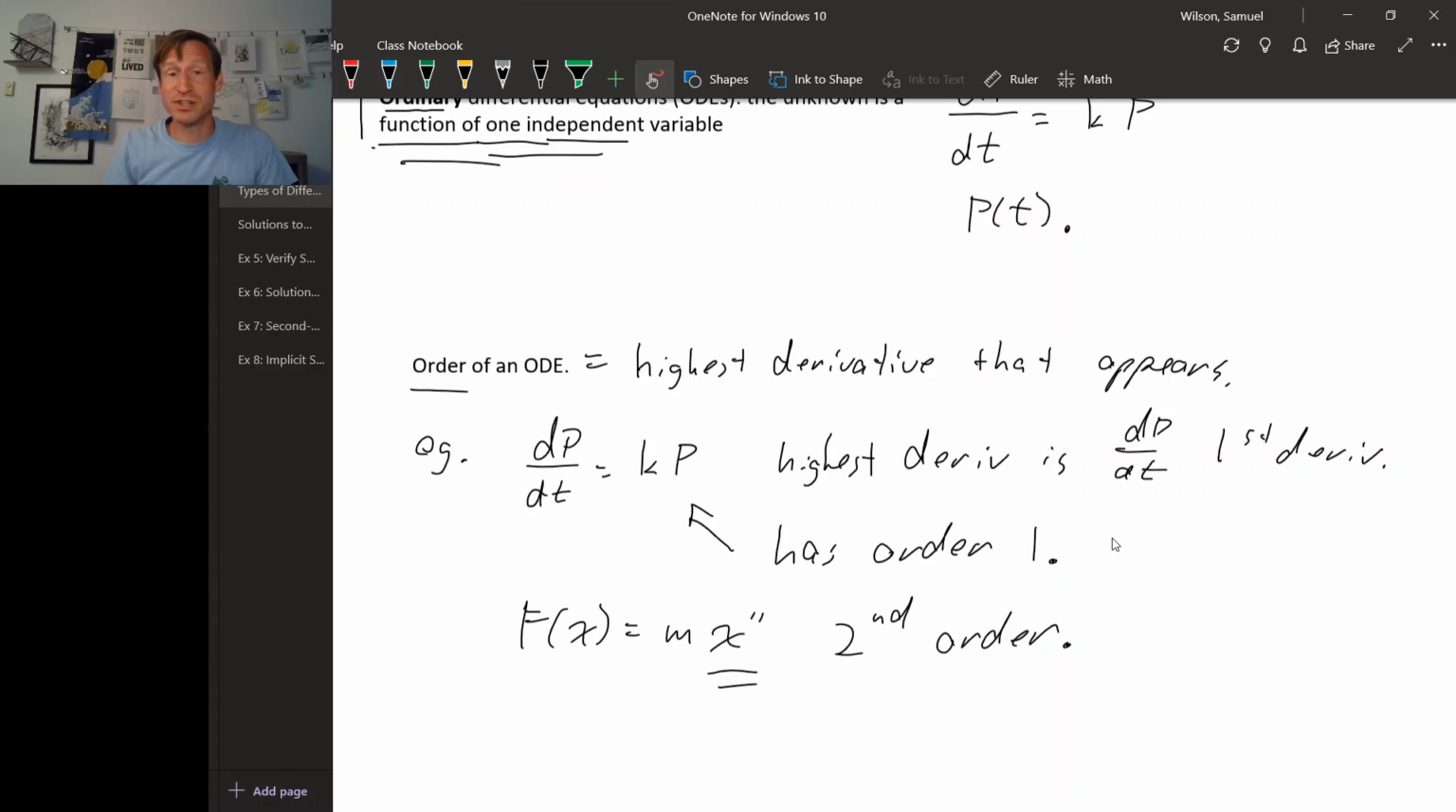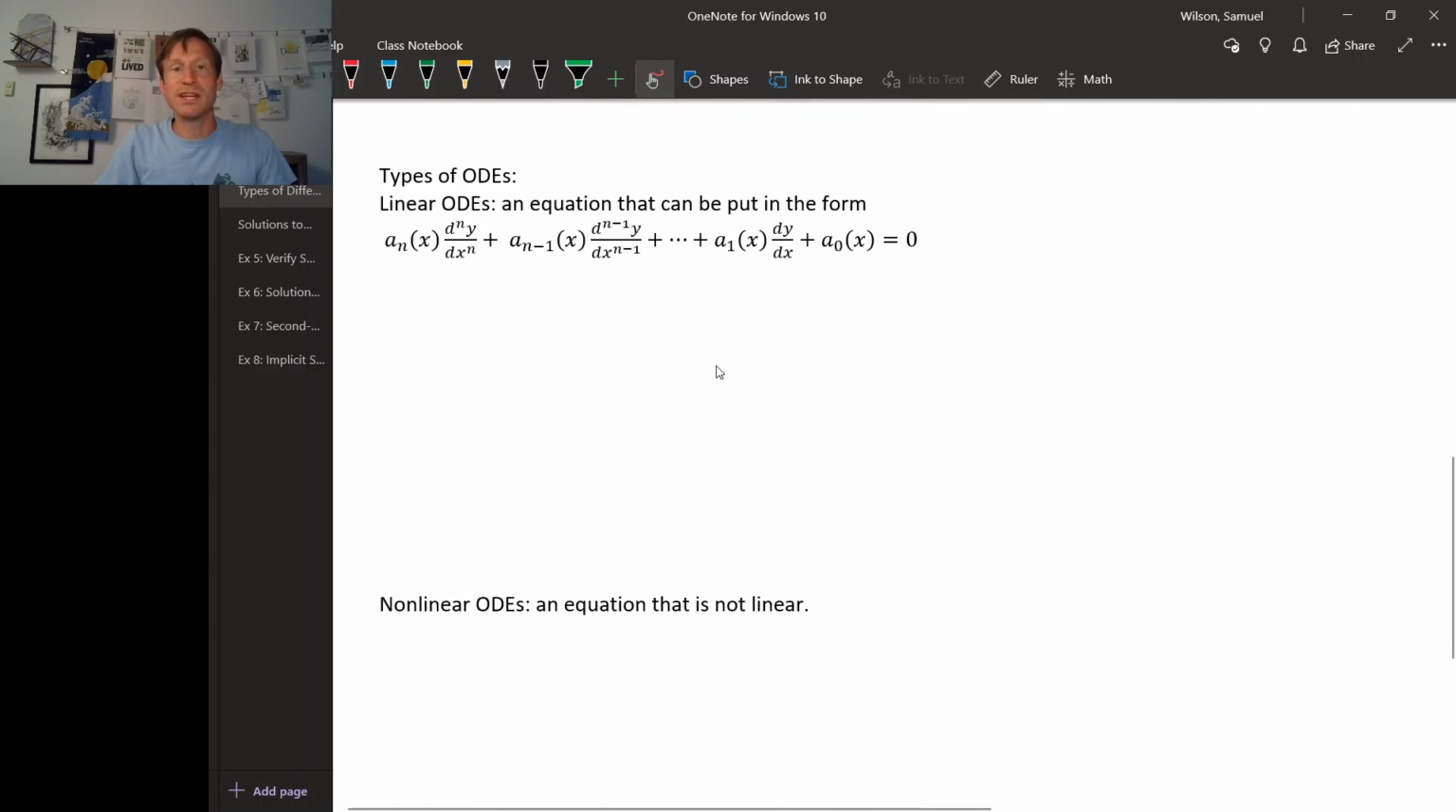Another major division among types of differential equations, and here we're still talking ordinary differential equations, is whether they're linear or not. So as with regular algebraic equations, linear equations are the nicest. We'll see why later. And equations that aren't linear tend to be messier in general.